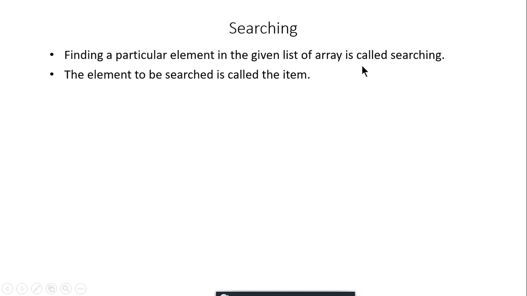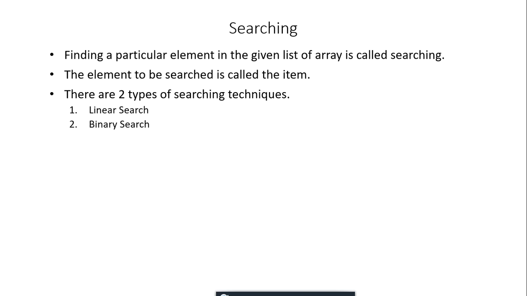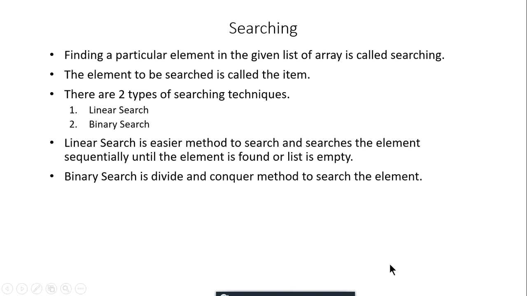The element to be searched is called the item. Whatever element you want to search, let's say 30 or 35, it will be stored inside the item variable. To search in the given list, you have two types of searching techniques: one is linear search and another is binary search. Linear search is an easier method that searches the element sequentially until the element is found or the list is empty, whereas binary search is a divide and conquer method to search the element.